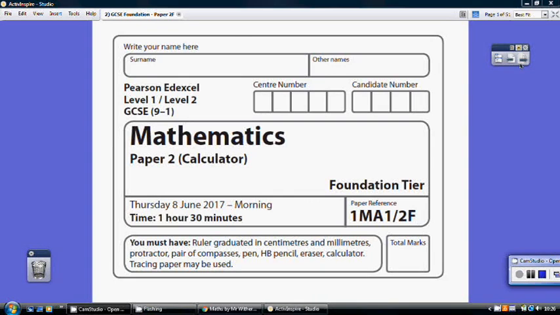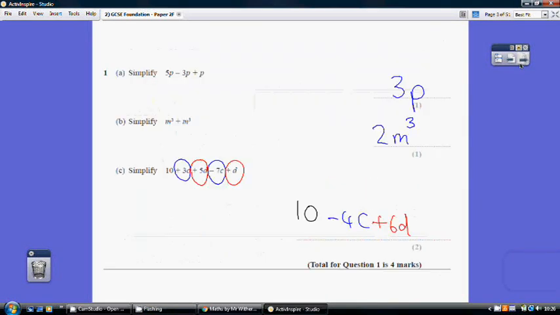Question 1. 5p take away 3p is 2p, and 2p plus p is 3p. Now m cubed plus m cubed is just 2 lots of m cubed, so 2m cubed.